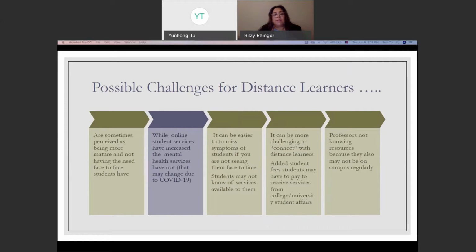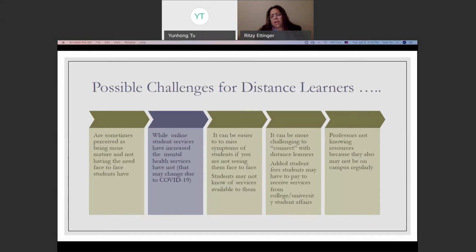Another reason is that it can be easier to miss symptoms. If a student comes in and they're disheveled, or their appearance changes, or they look tired, or they're not engaging, they're staring into space, that's visible to a professor. But when you're not seeing them face to face, that's more challenging. And then if the professor doesn't see them and the student is not on campus, okay, well, I don't know what's available. I'm just going to suffer in silence, which a lot of students do, even if they know that the services are available.